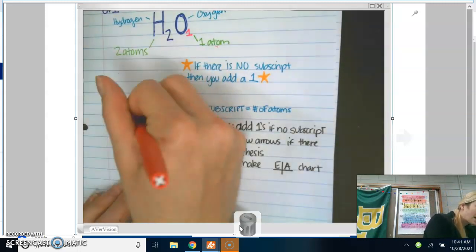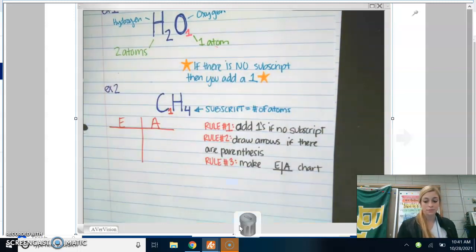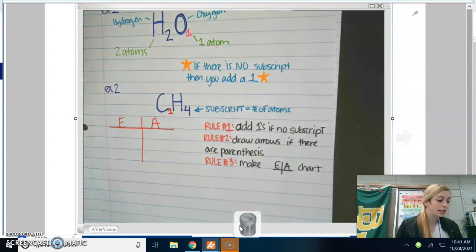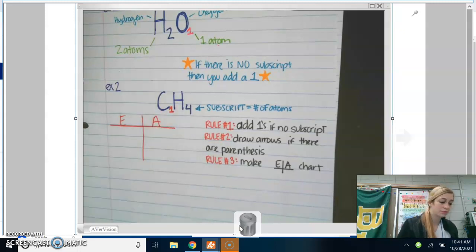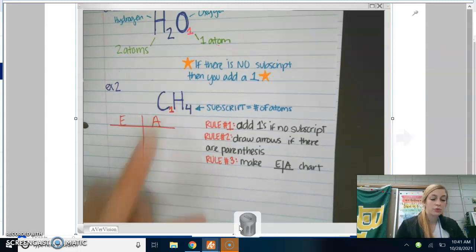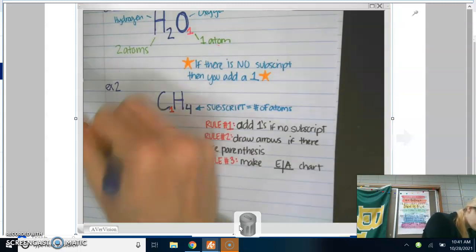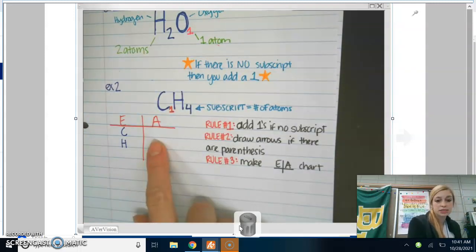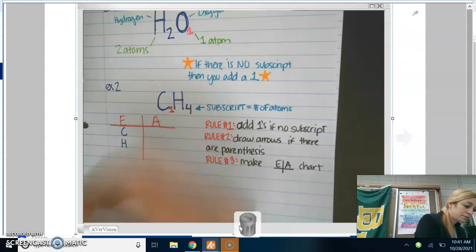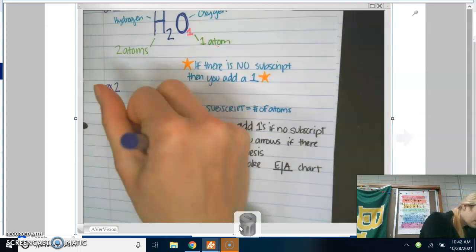So E stands for elements. A stands for atoms. So you just make a simple T-chart with an E and an A. On this side, we list the elements. On this side, we list the atoms. So we have element C, carbon, element H, hydrogen. So you just list the elements that are in that compound. Now we list the atoms of each element. So for carbon, we have 1 atom. For hydrogen, we have 4 atoms.